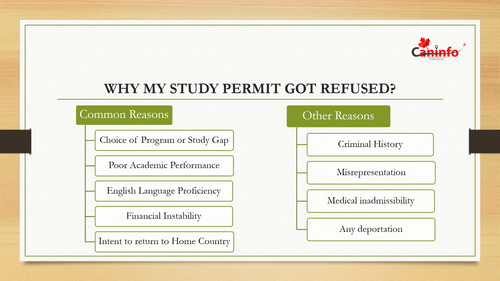There are very common reasons, which are choice of program or study gap, poor academic performance, English language proficiency, financial instability, and intent to return to home country. Apart from these common reasons, there are a few other reasons which are very uncommon, or what we can say are very rare. These are criminal history, misrepresentation, medical inadmissibility, and any deportation. Let's understand all these reasons in detail.